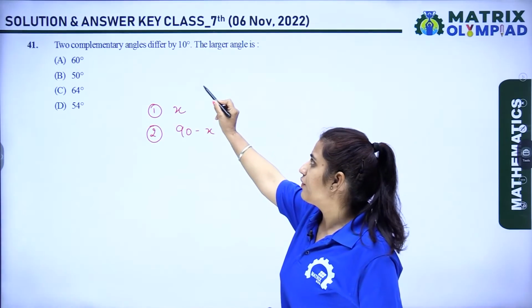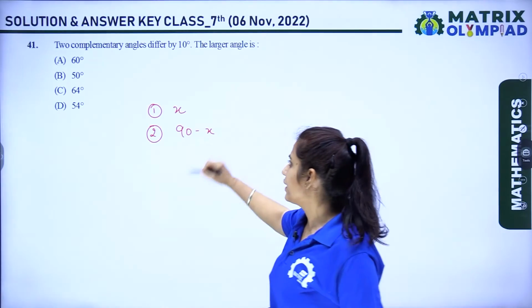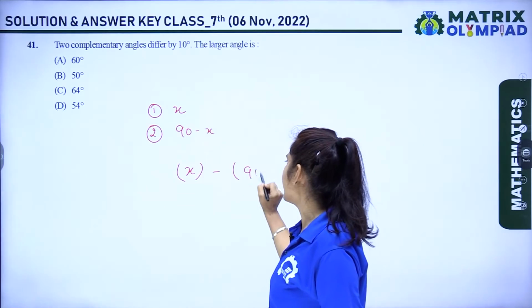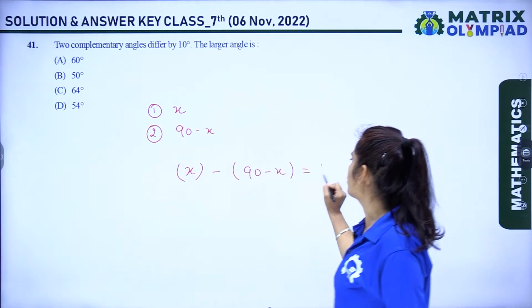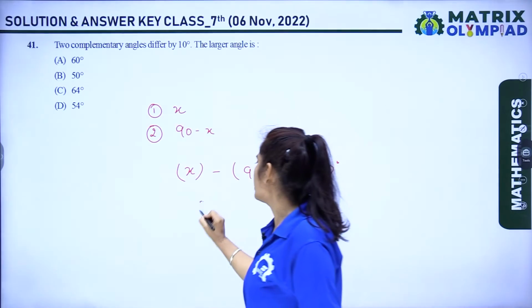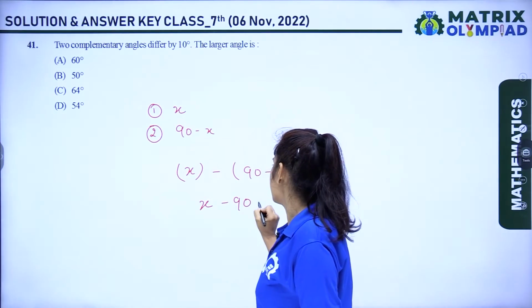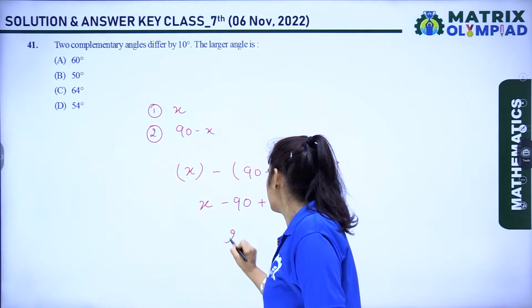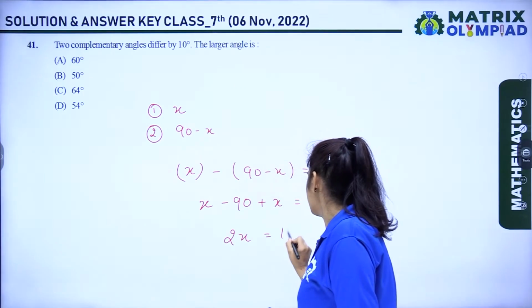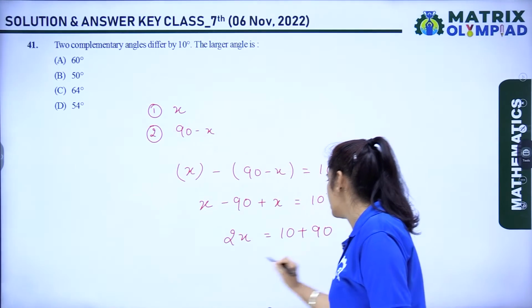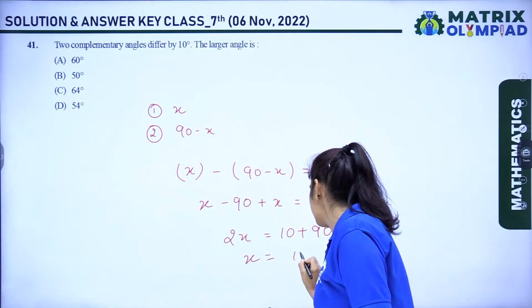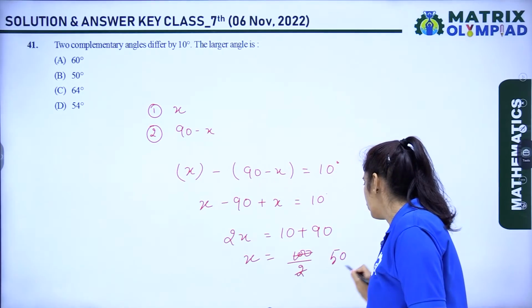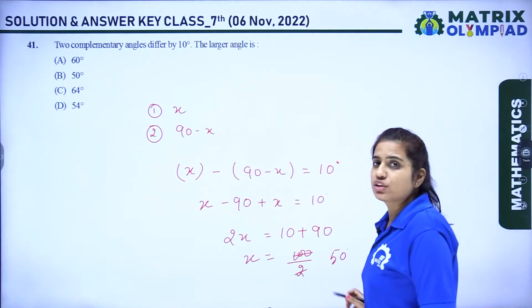Now two complementary angles differ by 10 degree. It means x minus 90 minus x is equal to 10 degree. Let's do the calculation. Minus 90 plus x equal to 10 degree. So 2x equal to 10 plus 90, x is equal to 100 upon 2, which is equal to 50. So the value of x is 50.